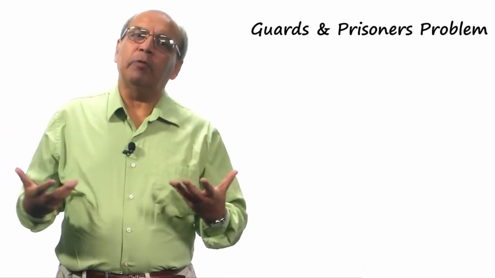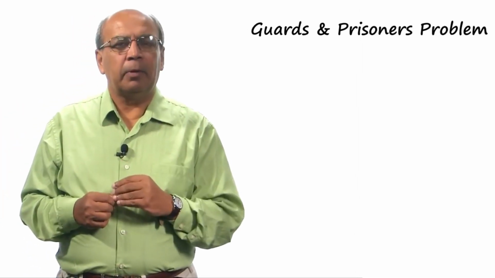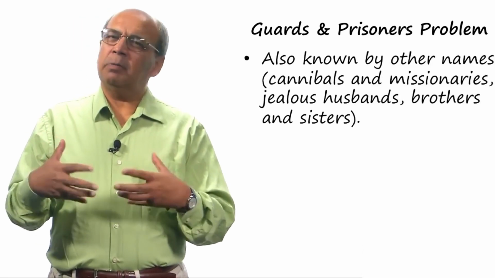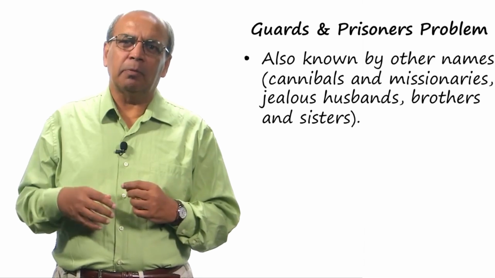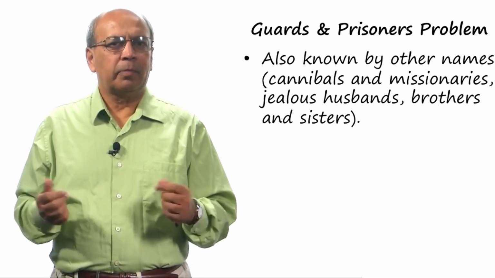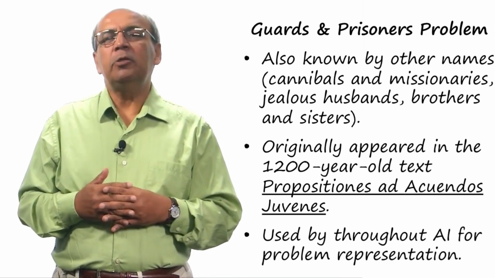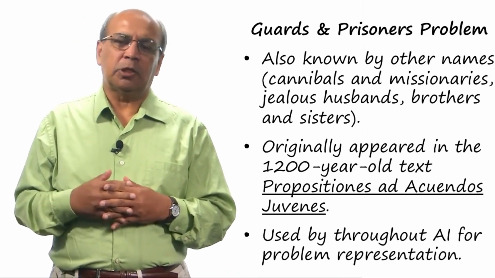Let us now look at a different problem, not the 2x1 matrix problem, but a problem called the guards and prisoners problem. Actually, this problem goes by many names: the cannibals and missionaries problem, the jealous husbands problem, and so on. It was first seen in a math textbook about 800 AD. And it will be used by many people in AI for discussing problem representation.